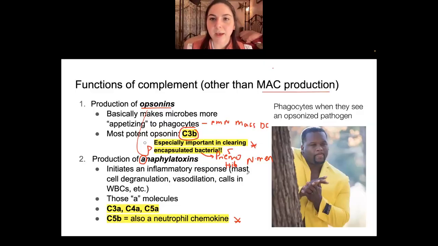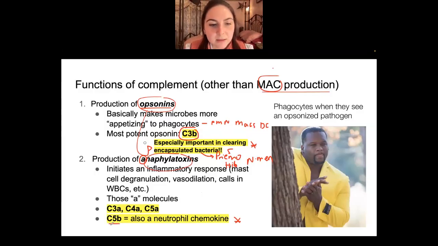So not only are we getting MAC, which directly affects the organism, we're also getting all these opsonins produced, which can also affect the organism. And we're getting anaphylatoxins produced, which can also affect the organism, a little more indirectly, but it's bringing in all the players you need. So the A ones are C3a, C4a, C5a. They're all anaphylatoxins.